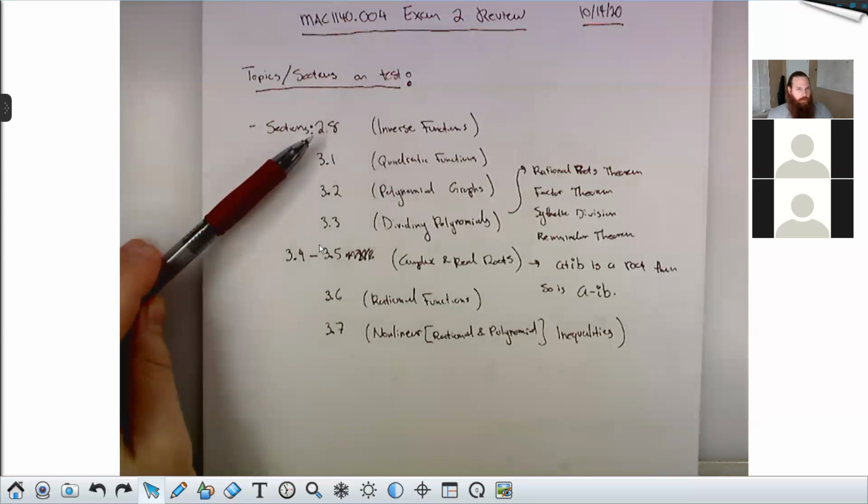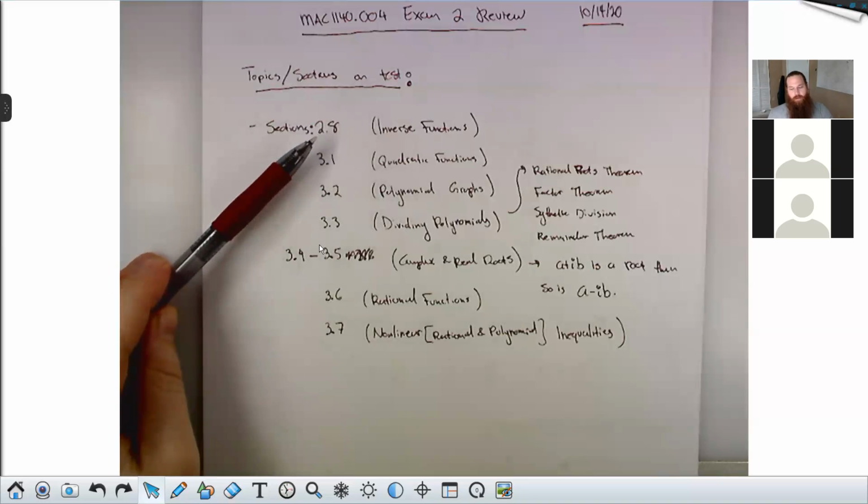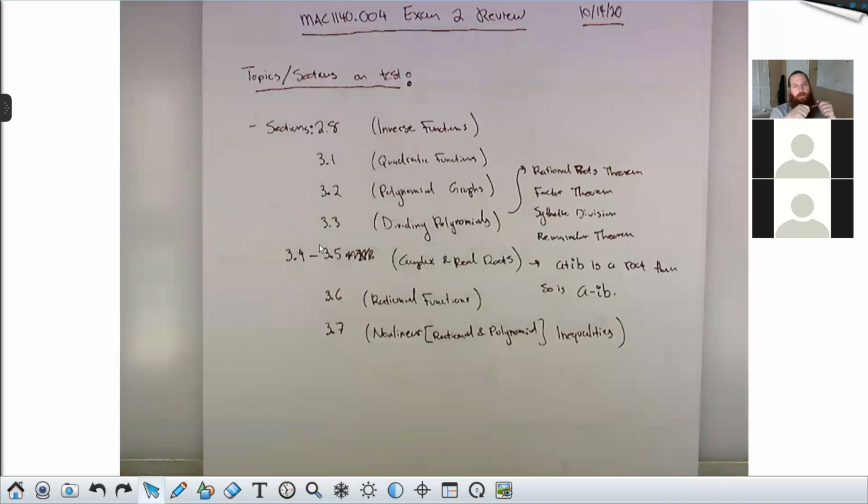Inverse functions are the only thing from chapter 2 that's showing up here again, and this is only on this test because we barely touched it on exam 1. So make sure you remember what it means for a function to be 1-to-1. Make sure you remember the definition of an inverse function. Make sure you know how to graph the inverse of a function just from the graph of the original function. Make sure you can solve for the inverse of a function. Remember the relationships between domain and range of the original function and the inverse, all that stuff.